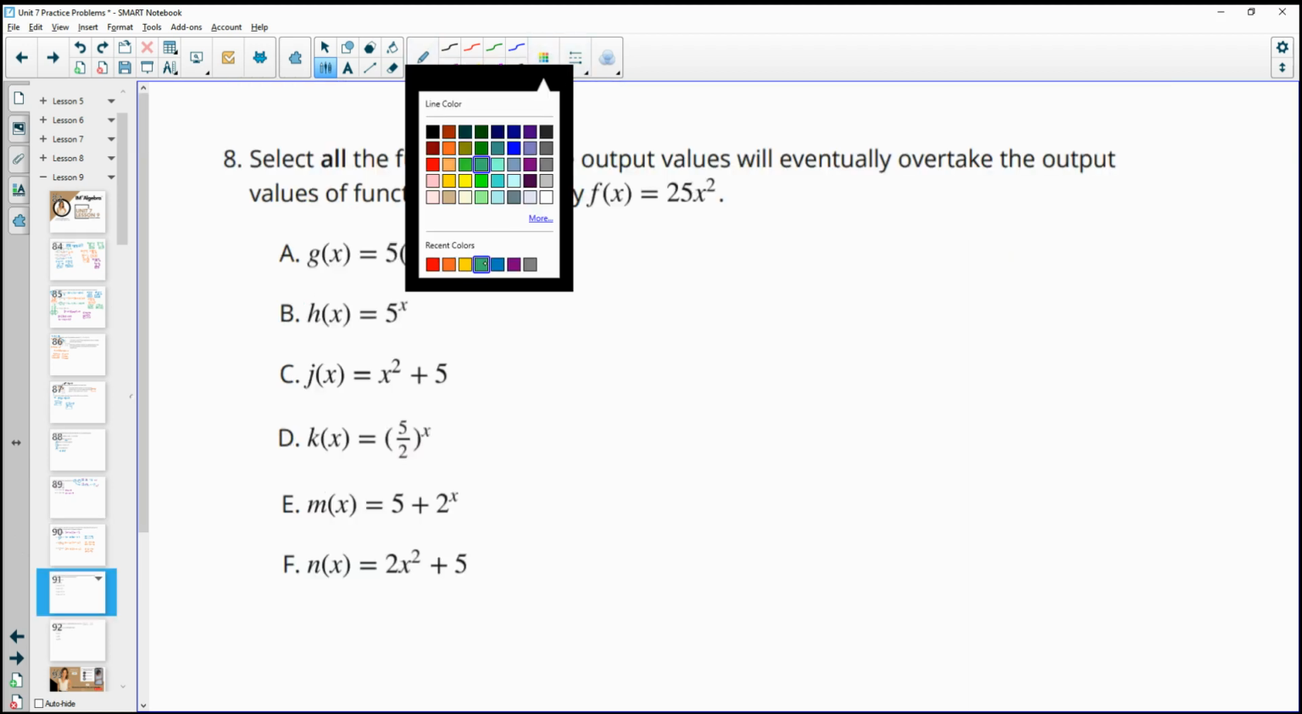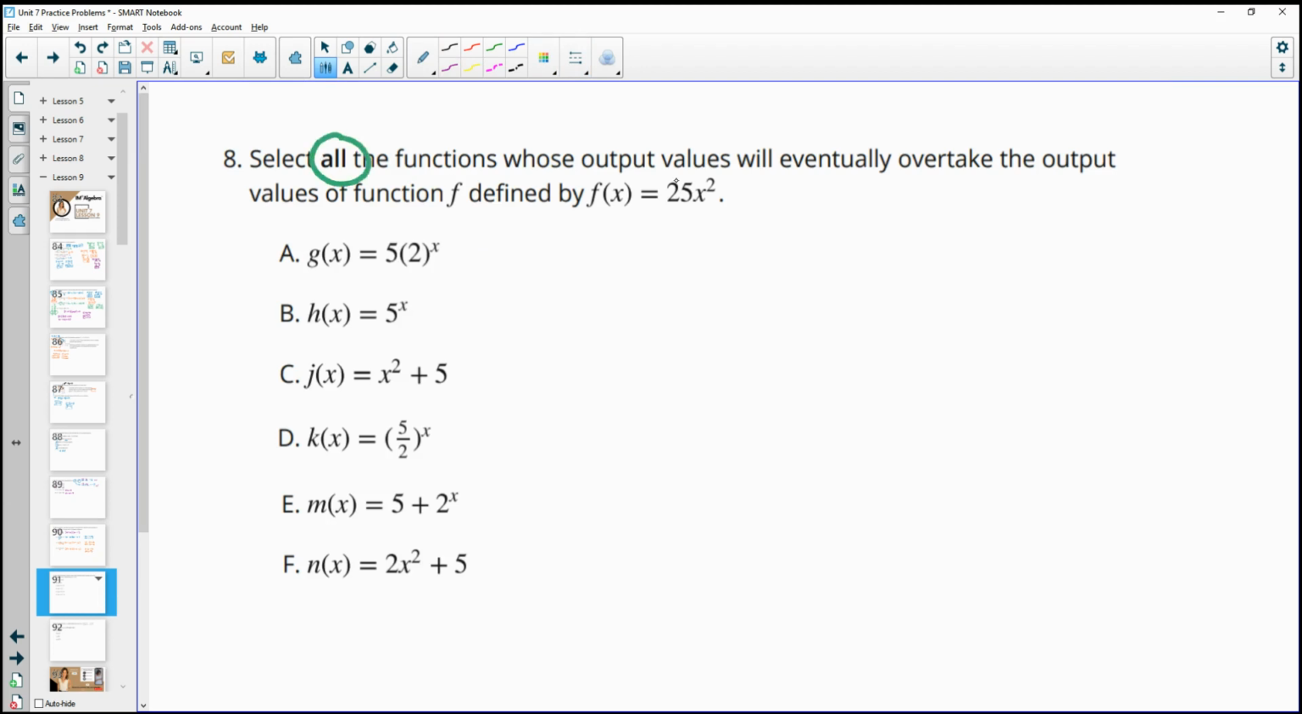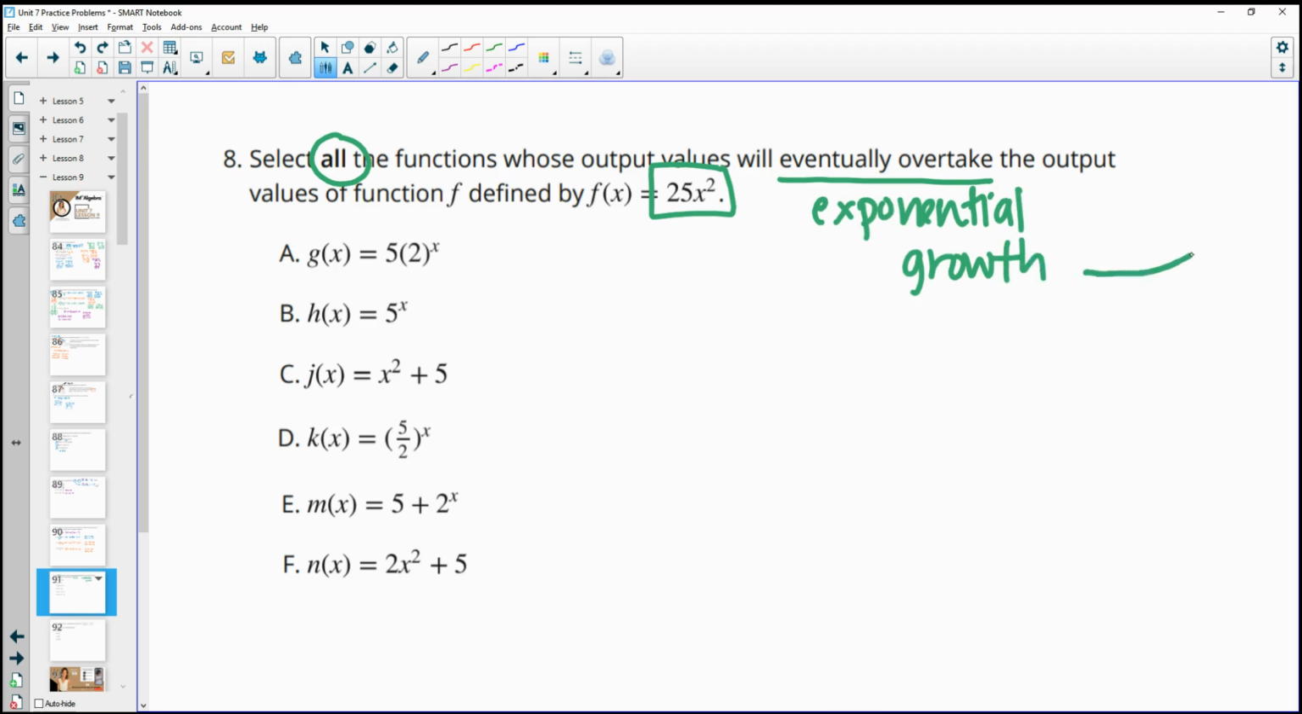Number 8, select all the functions whose output values will eventually overtake the output values of this function. So this one's a quadratic, so what we're looking for is exponential functions. Exponentials will eventually take over quadratics, and we definitely want it to be exponential growth so that, even if it's starting slow, it gets really steep really fast. So exponential growth, not decay.